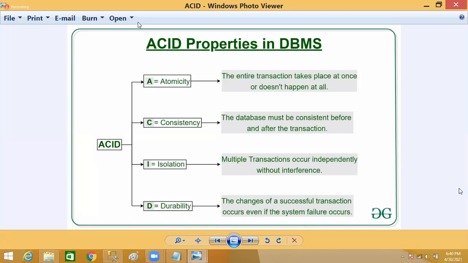So how is the accuracy of your transactions maintained? How is your transaction systematically and accurately performed? This kind of doubt comes up. For example, nowadays we are doing online transactions. Whenever you perform an online transaction, how is it internally maintained by your system? The reason is ACID properties.